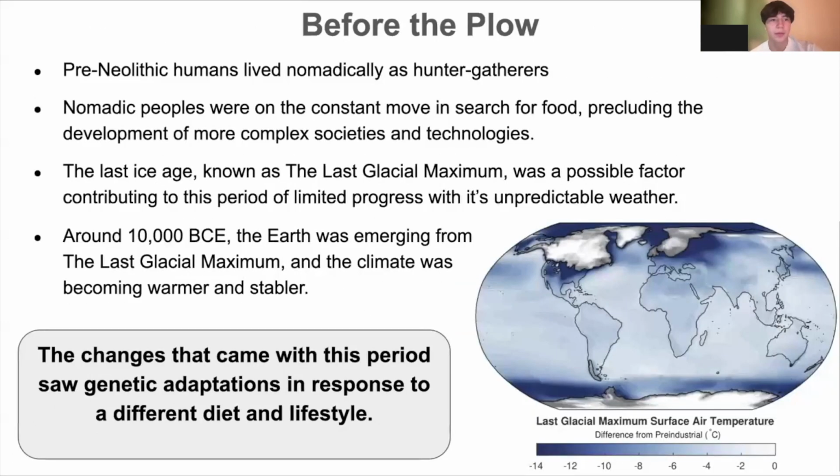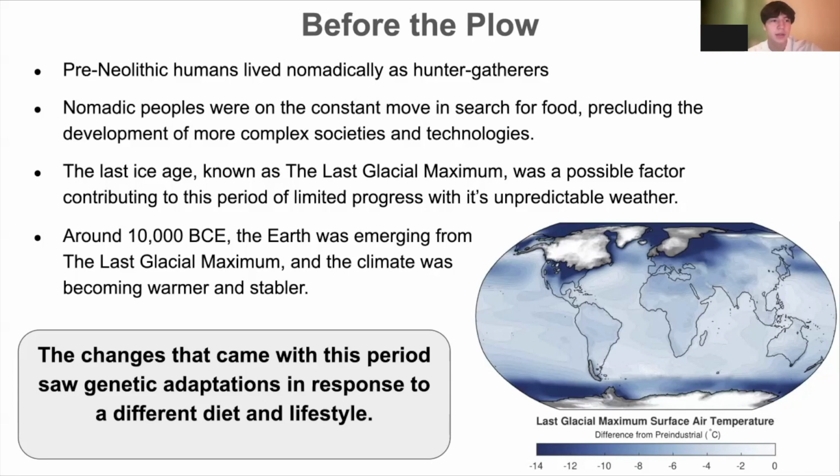So, before the plow. Before humans' diet shifted toward agricultural products, pre-Neolithic humans lived nomadically as hunter-gatherers. As nomadic hunter-gatherers, they depended on hunting, fishing, and gathering wild plants for sustenance. Due to their lifestyle of constant migration, nomadic peoples were not able to stay in one area for long before having to find more sources of food, precluding the development of more complex societies and technologies. Their technological advancements were limited to lighter and mobile technologies such as stone axes, hand axes, animal hides for warmth and shelter, as well as spears and arrows.